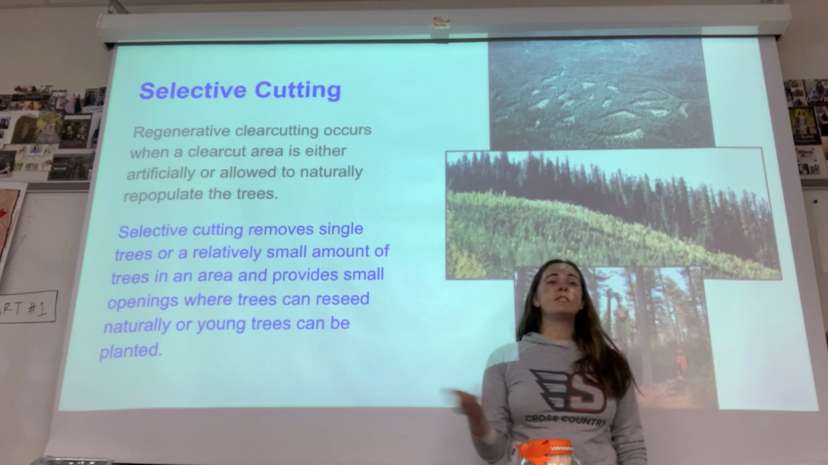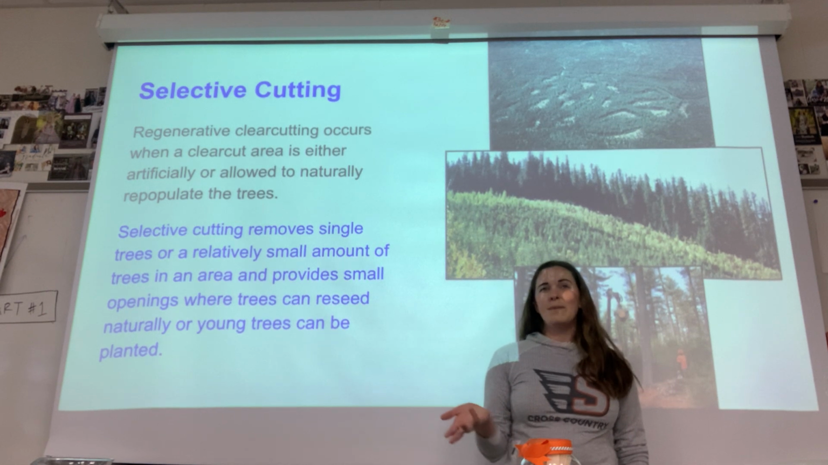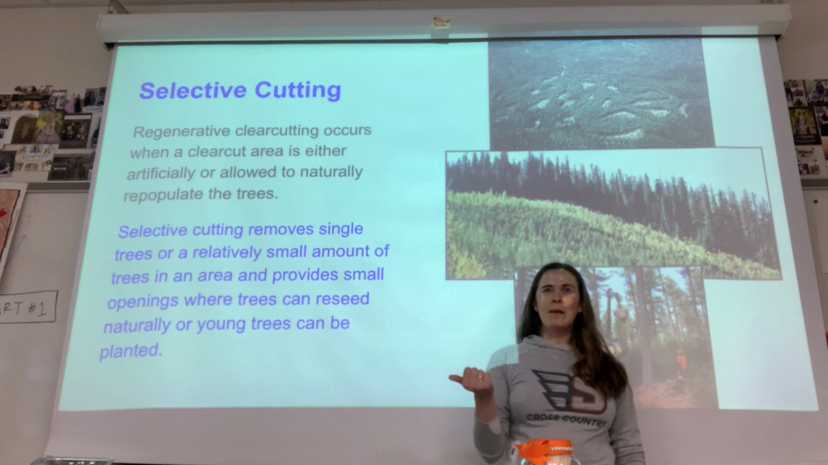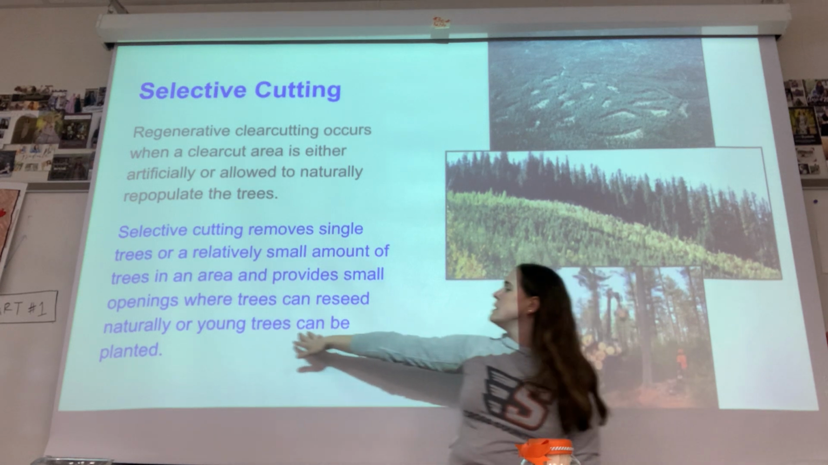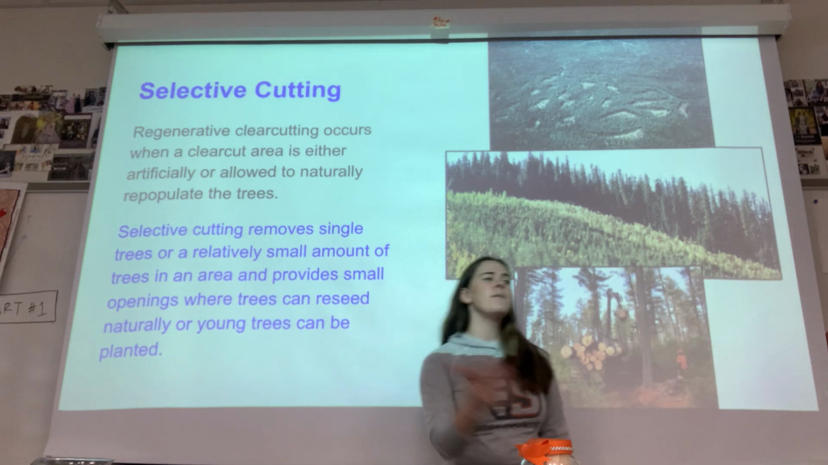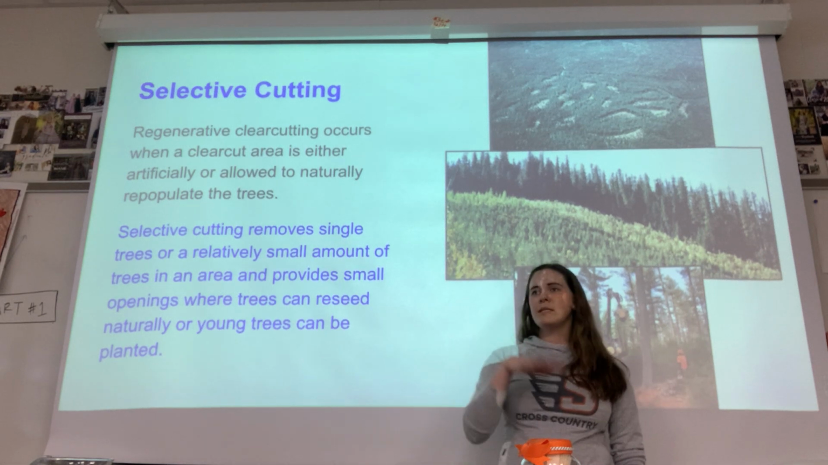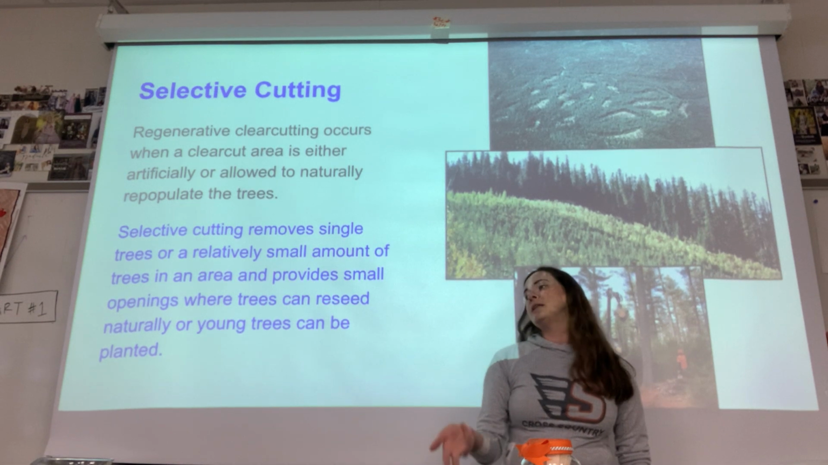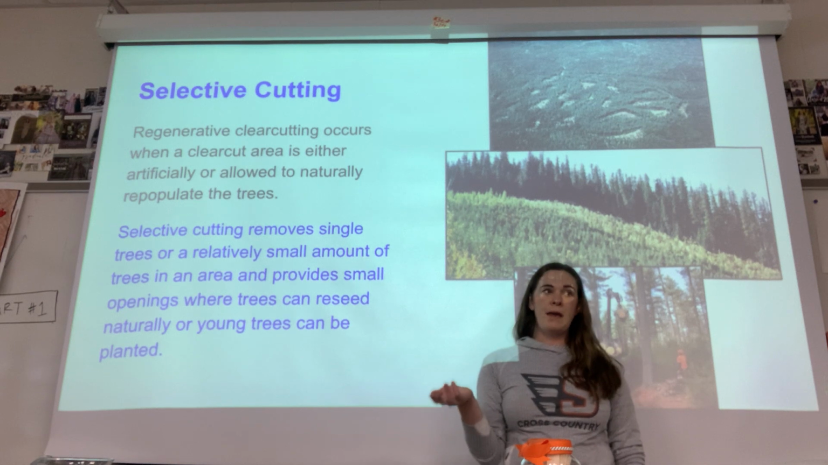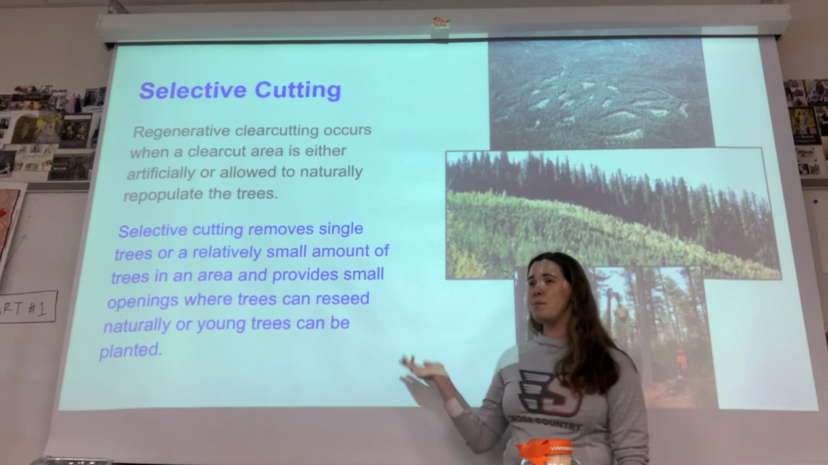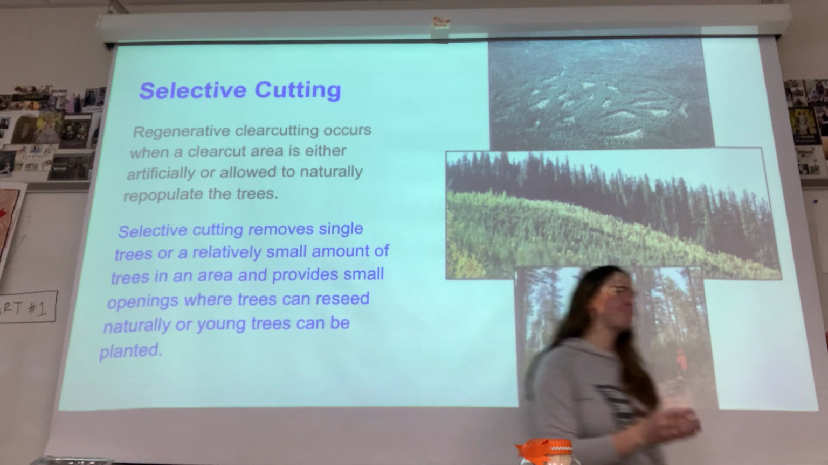So selective cutting, on the opposite hand, is where you're driving to lots of different areas and you're only cutting down a small amount of trees. And the big idea of this is that there's less impact and that trees can reseed themselves naturally. So we don't have to go back and plant new trees. These trees can drop seeds and new seedlings can grow in these little pockets that we have taken trees out of. So that's the big idea of that.